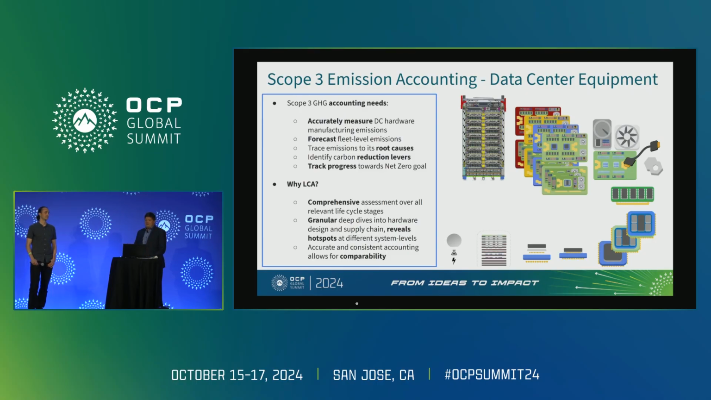Why are we doing the Scope 3 accounting? Obviously, we need to accurately measure the emissions associated with this equipment. We need to forecast fleet-level emissions based on our continuously evolving and maturing fleet. But most of all, we need to trace emissions down to their root causes and be able to identify carbon reduction levers, to apply the most efficient, most effective carbon reduction measures in order to reduce the carbon footprint of our fleet.